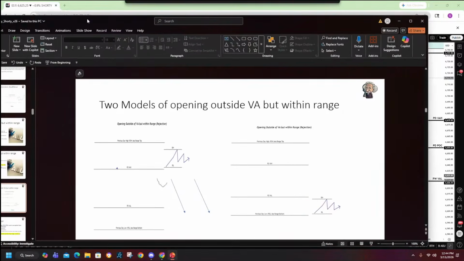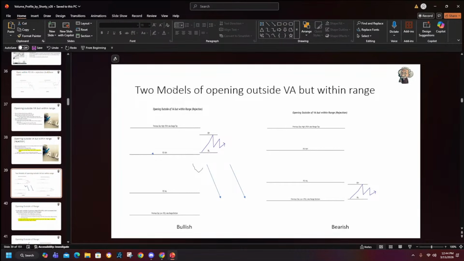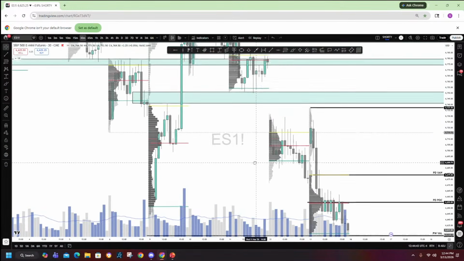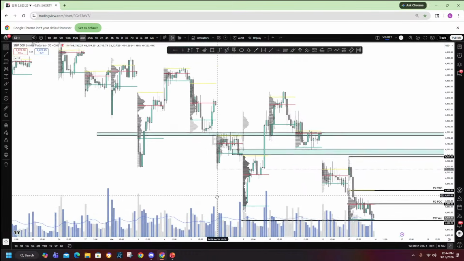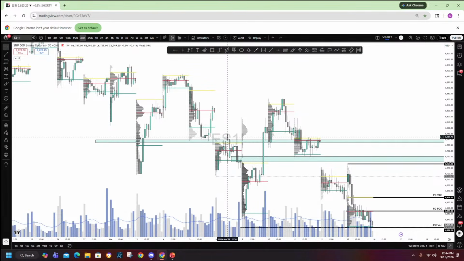And then the PowerPoint, you guys have the models, right? And you will see these two, opening outside of VA, but within a range. I'm pretty sure you guys can find a bunch of them, just test it and see how it worked out in the scenarios that you would identify.